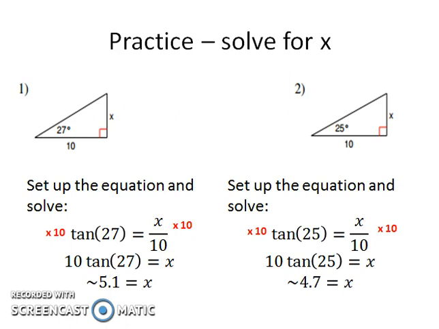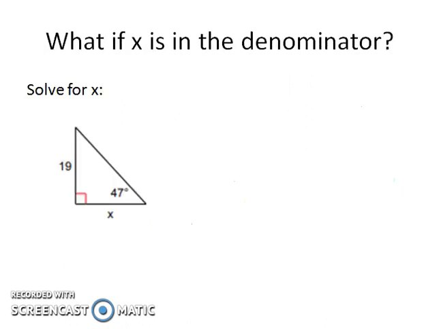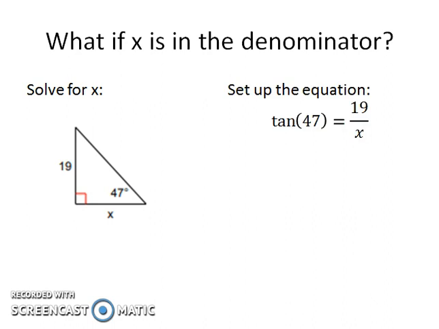The next question, the only one left, is set up a little bit differently. What if x is in the denominator? We can still solve for it, but there's a different strategy that we should try out. So let's set up the equation. Tangent of 47 equals 19 over x. 19 is the opposite side, x is the adjacent side.